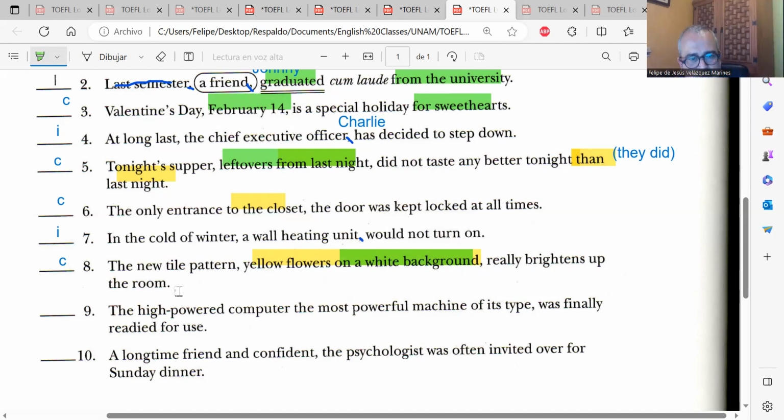Is "up the room" a prepositional phrase? No. Why not? Because "up" is not a preposition here; "brightens up" is a phrasal verb. I don't recommend asking this kind of question to the students. If they tell you the correct answer, that's it. But I'm telling you this because you are teachers and you must go beyond.